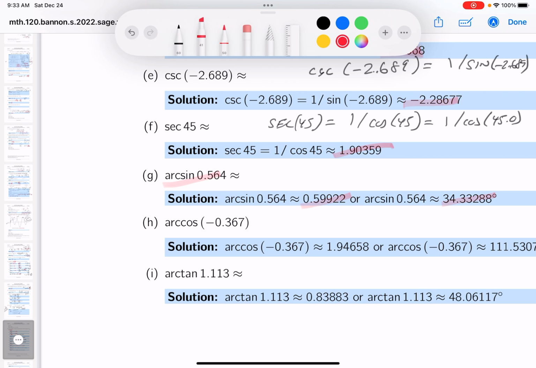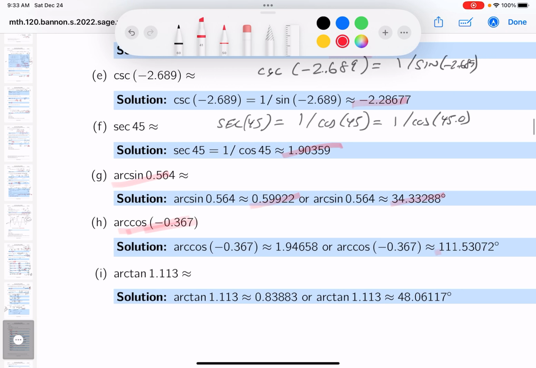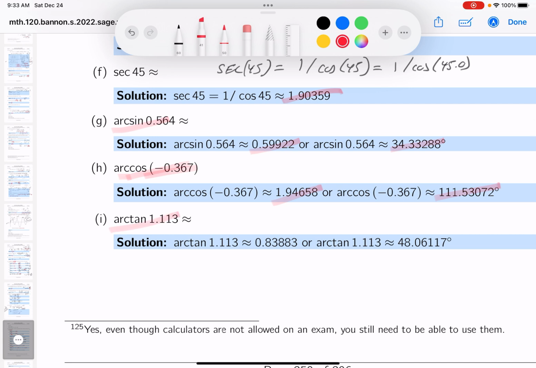Arc cosine, again, is fairly straightforward. If you're in degree mode, you would get this number over here. If you're in radian mode, you'd get this number over here. The arctangent's also on your calculator. If you're in degree mode, you should get this. If you're in radian mode, you should get this.